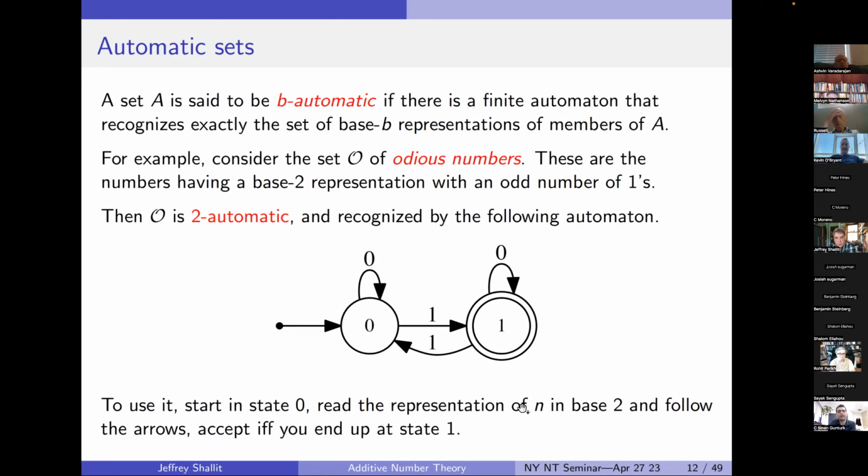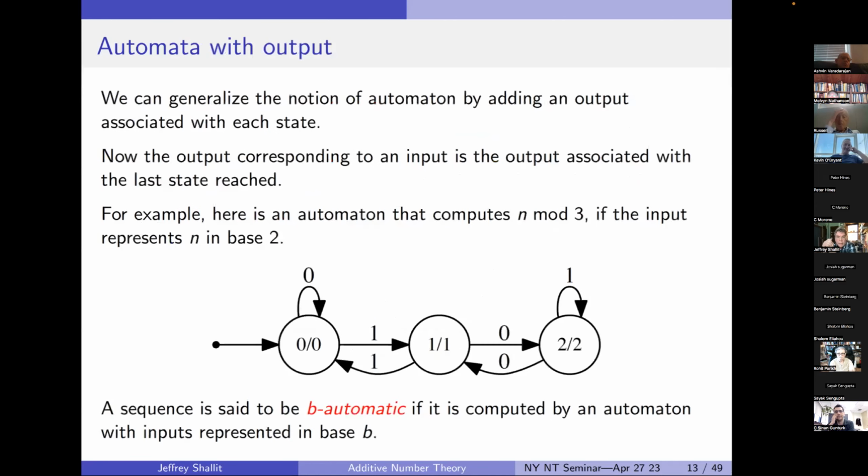So that's an example of a two automatic set. By the way, you should interrupt if anything is unclear. Okay, now we can generalize this notion of automata to have automata with output. We add an output associated with each state, and then the output associated with an integer input is the output associated with the last state reached.